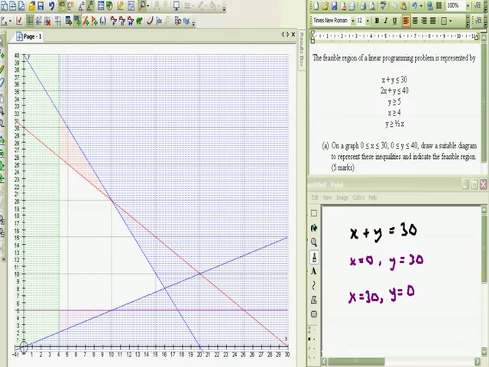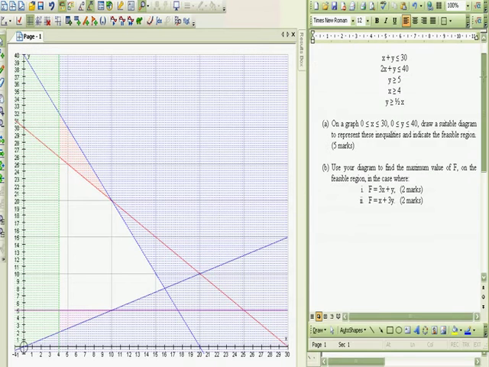Okay, so there is our region. It's the unshaded region in between. So you can see that there are actually 1, 2, 3, 4, 5 significant points here. 5 vertices to the feasible region. So that will get us the full 5 marks.